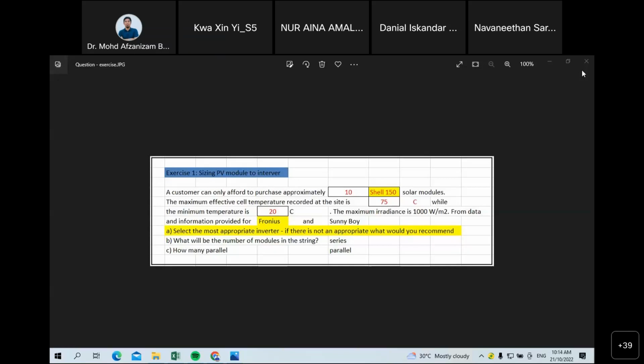The same goes for C: how many in parallel? Same concern as question B. What is the number in parallel? These three questions we will try to answer during the session. We'll go very slow and steady. Whatever you want to ask, you may ask in the chat box or verbally, so there should be no problem. So I'll stop sharing this one and open the solution.